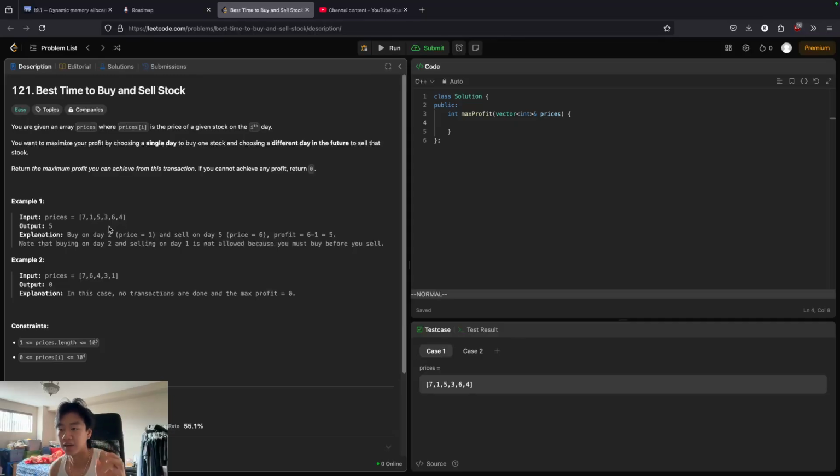So we're trying to find the leftmost smallest number and the rightmost biggest number in a time frame. And over here, because everything is 7, 6, 4, 3, and 1, we can't really make a profit. If we buy here, we make negative profit. If we buy here, we make negative profit.